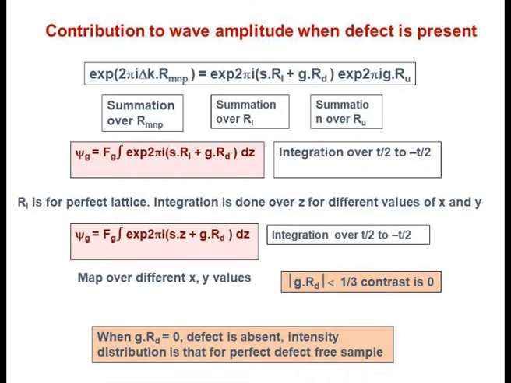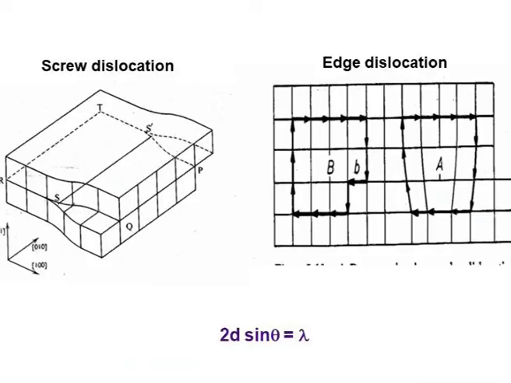Okay. And another important point is, if this value is less than 1 by 3, generally the contrast is very difficult to observe manually, but nowadays since we use CCD cameras, we can still magnify it and see whether the contrast is there or not. All these expressions were derived when we were using films to record the images. Okay. Now we will come to dislocations.